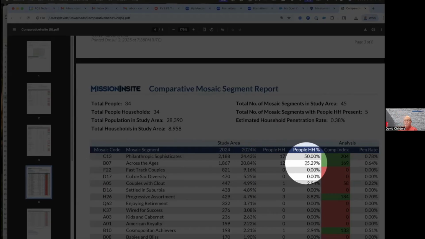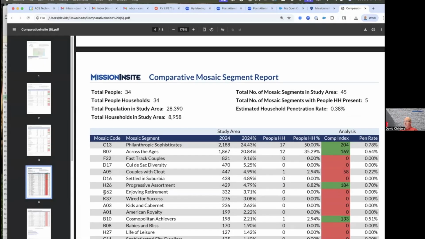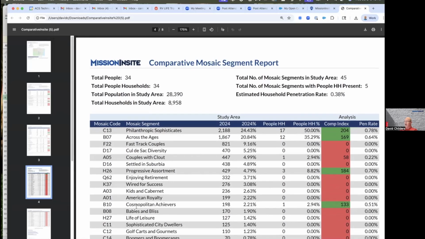35% of our community, congregants in this community or where they live in their neighborhood, 169% composite index. Can I reach this age group with our folks? Yes, absolutely. I look on down, I see H26, progressive assortment. There it is. Oh, and I see cosmopolitan B10.